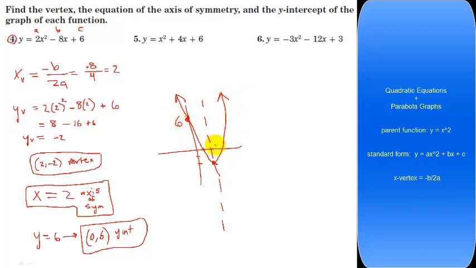Now before I had been saying over 1, up 1, but this one has an a value, a equals 2. So that means it's not going to fit that simple pattern. It will be a little bit more complex, and we'll talk about that another time.